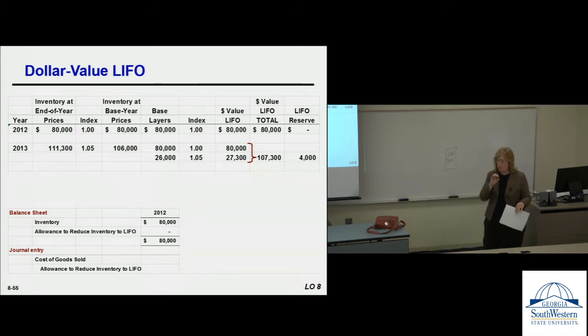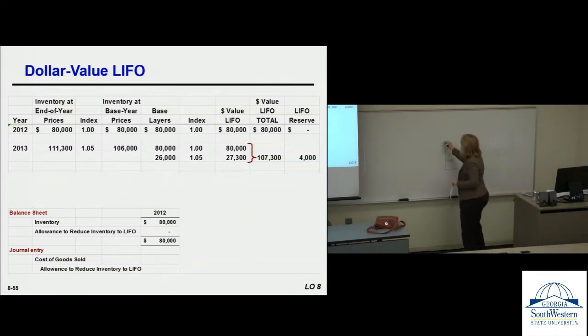Do you know what I mean? Back in 2012 prices. So now we can compare apples to apples. They're both at 2012 prices, and we know that we have an 80,000 layer and a 26,000 layer. Okay. So in other words, we're building another layer here in 2013, and at base year prices, this layer is worth $26,000.